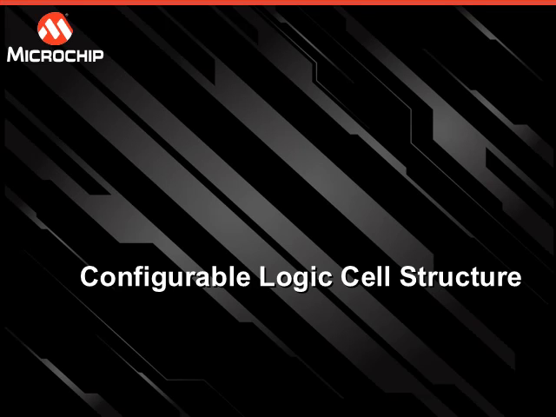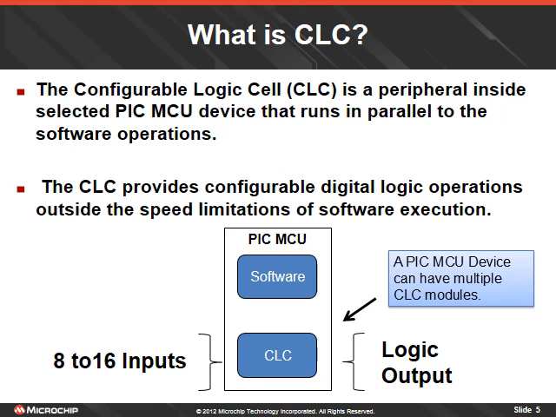Let's start with the Configurable Logic Cell structure. The Configurable Logic Cell, or CLC, provides programmable digital logic within the microcontroller that operates in parallel to any software operations. The logic cell multiplexes up to 16 different input signals through configurable logic gates into a single logical output. A PIC device can have multiple cells in one package that can be cascaded to make various logical operations, all independent of software timing limitations.